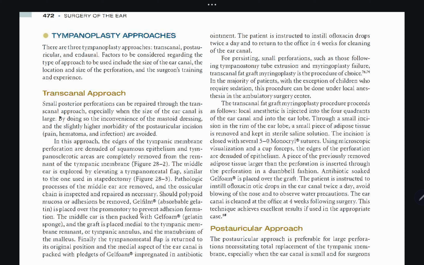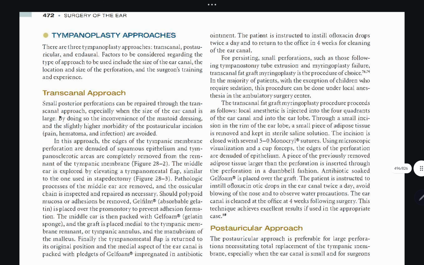The middle ear is then packed with gelatin sponge, and the graft is placed medial to the tympanic membrane remnant or tympanic annulus and the manubrium of the malleus. Finally, the tympanomeatal flap is returned to its original position and the medial aspect of the ear canal is packed with pledgets of gel film impregnated with antibiotic ointment. The patient is instructed to instill ofloxacin drops twice a day and to return to the office in 4 weeks for cleaning of the ear canal.